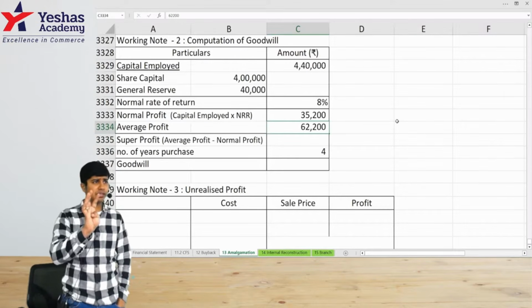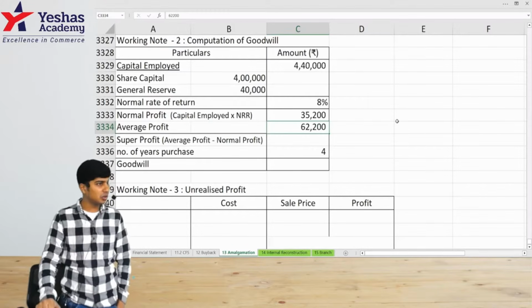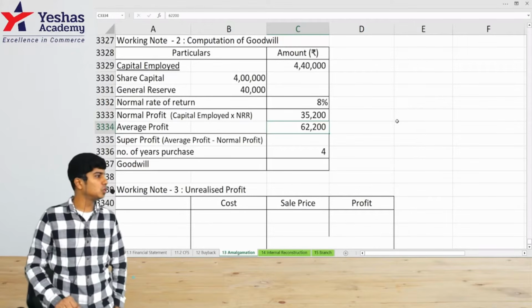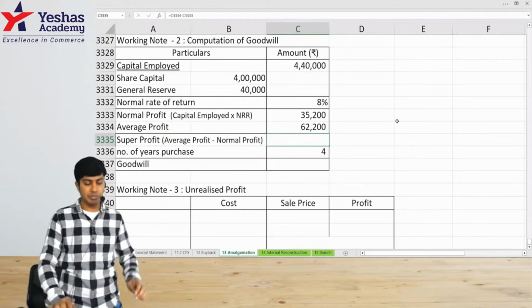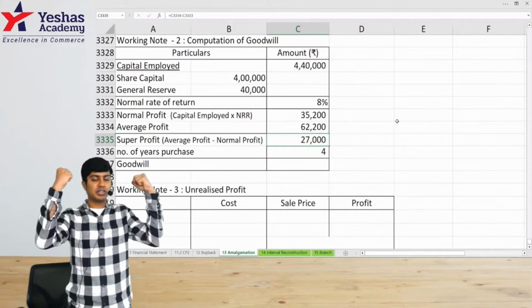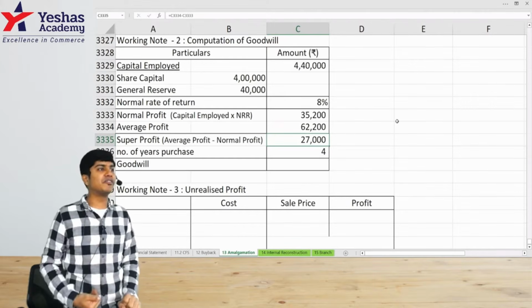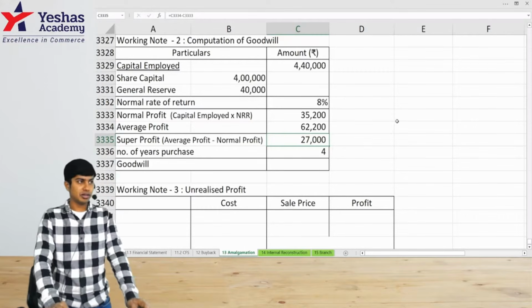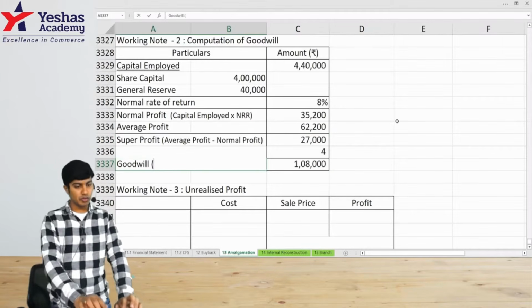Capital employed 4 lakh 40. Normal rate of return 8%. 4 lakh 40 into 8%, 35,200. This will become our normal profit. On an average, we have profit of 62,200. We have earned more than others. How much more have we earned over others? 62,200 minus 35,200, 27,000. I earn 27,000 more than others. How many years can I continue to earn this extra profit? 4 years. So if I multiply this super profit per year, which is 27,000, with 4, I'll get goodwill. So in this case, how are we finding goodwill?